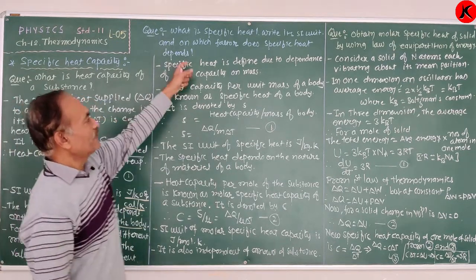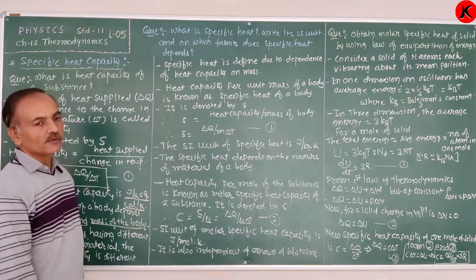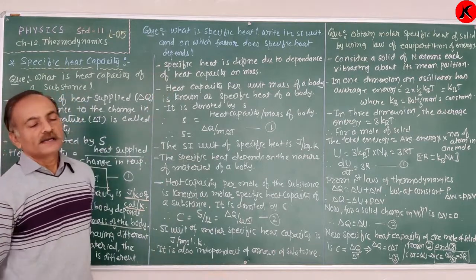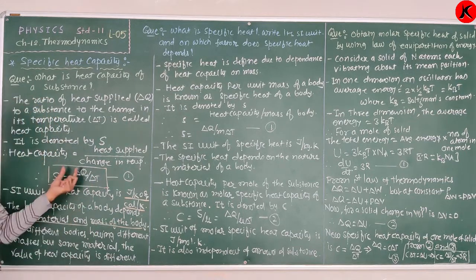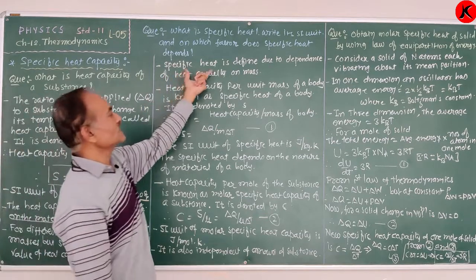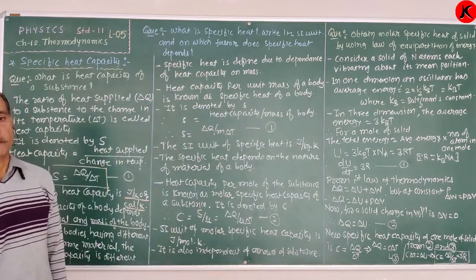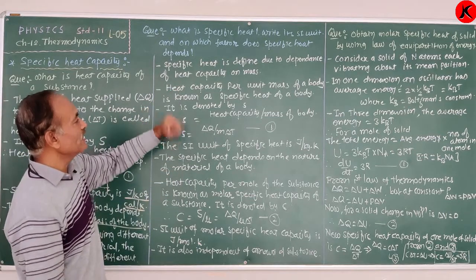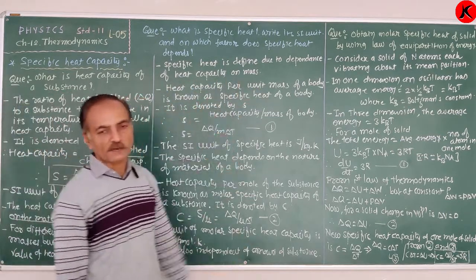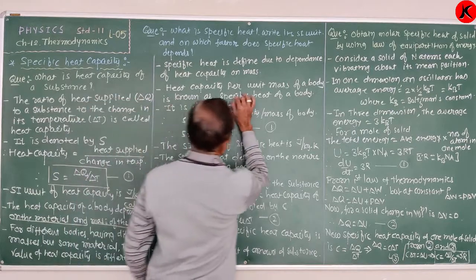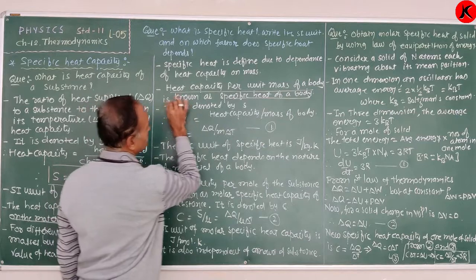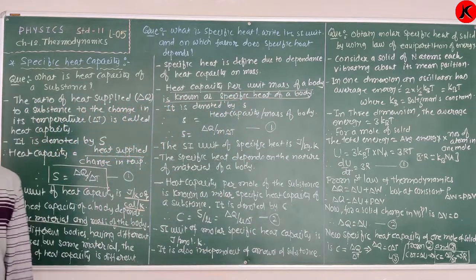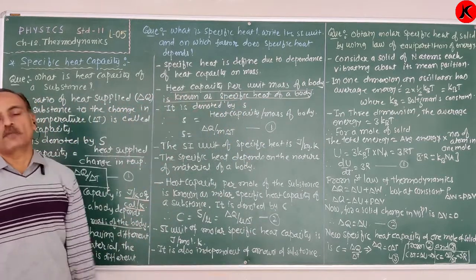Now, the specific heat is defined due to the dependence of heat capacity on mass. By using this concept, the heat capacity depends on the mass of the body. We are using this concept to define the specific heat. Therefore, the definition is that heat capacity per unit mass of the body is known as the specific heat of the body.